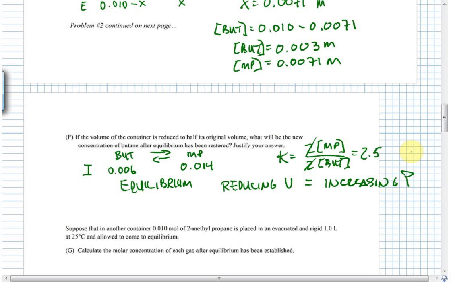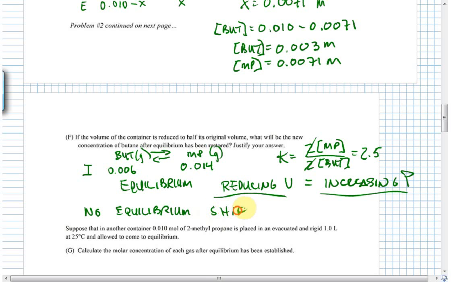So notice here, I've got 1 mole of butane and 1 mole of methyl propane on either side. Increasing the pressure does not shift the equilibrium because I have the same number of moles of gas on both sides of the equation. Both of these are gases. The pressure increase or volume decrease, depending upon how you want to look at it, impacts both sides of the reaction equally. There's no shift in the equilibrium. So no equilibrium shift. So decreasing the volume does not change the position of the equilibrium in this particular case.